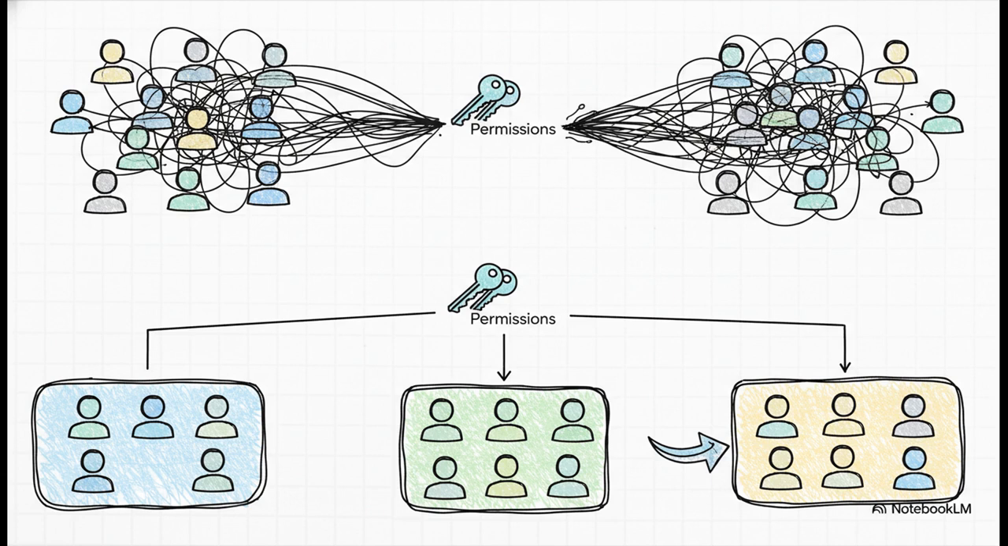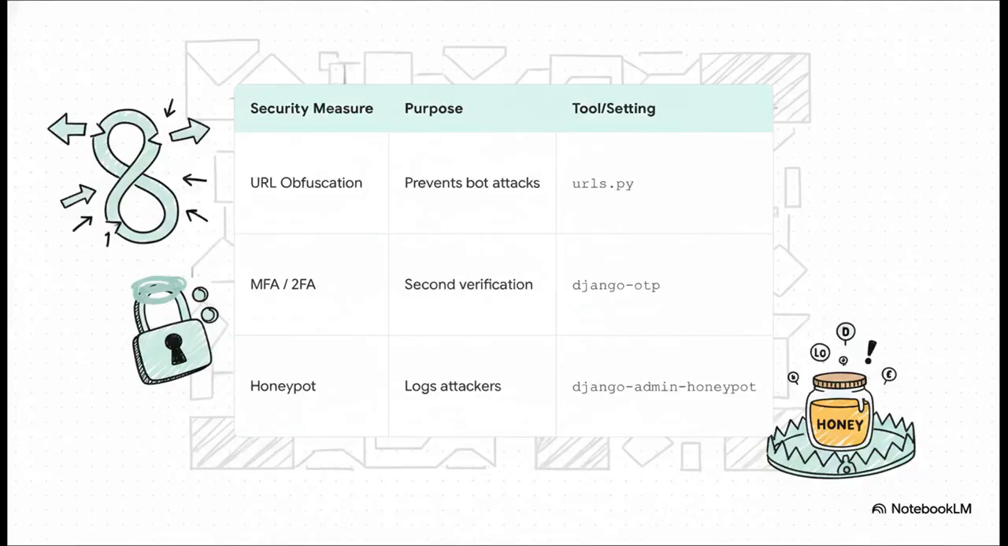It makes everything so much easier. New editor joins, add them to the group. Someone leaves, remove them from the group. It seriously cuts down on mistakes and makes auditing a breeze. And the best part is, you don't have to build this fortress from scratch. The Django ecosystem gives you this whole arsenal of security tools.